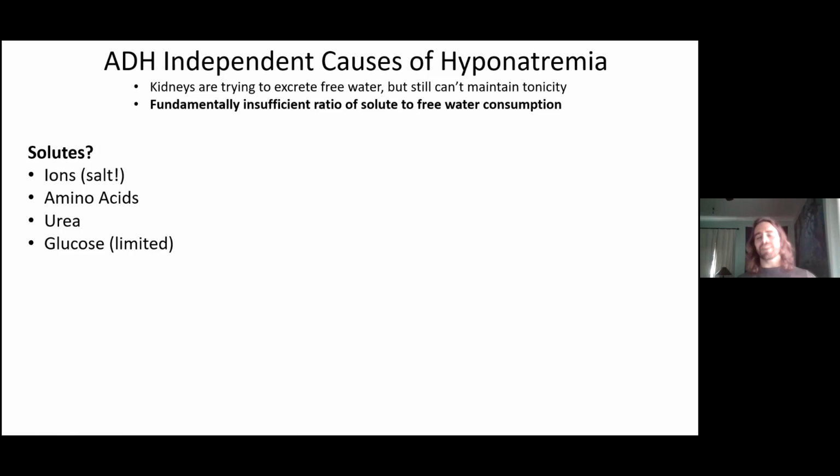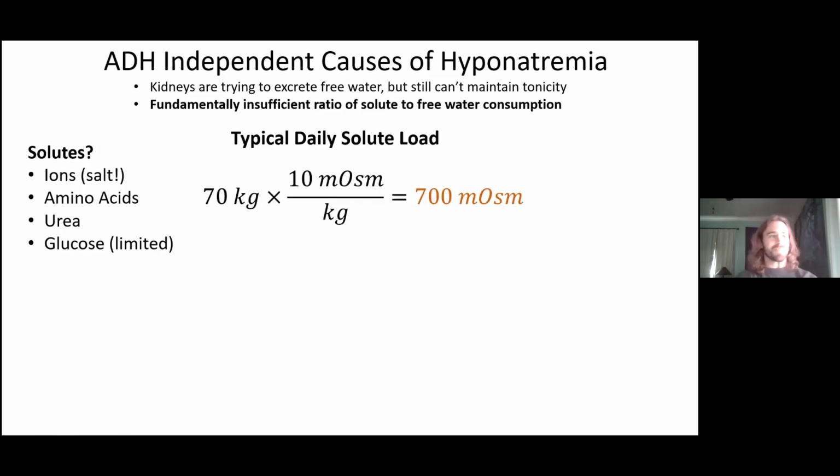And then things like glucose, if the glucose levels are high enough, it'll end up in the urine and that can act as a solute. And this is why SGLT2 inhibitors might actually be useful in some cases of SIADH, which we'll get into in a little bit. But, okay, so now we're gonna go into some math and some algebra. So bear with me here. We're gonna look first at, for an average person eating an average American diet, what is the total daily solute load for the kidneys? And so here we're looking at a 70 kilogram average sized patient.